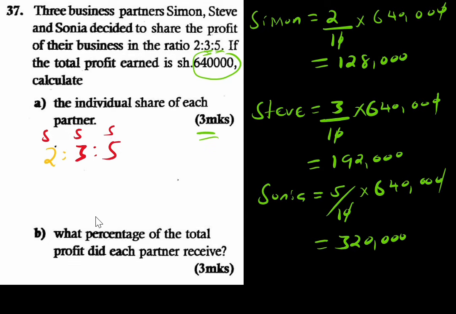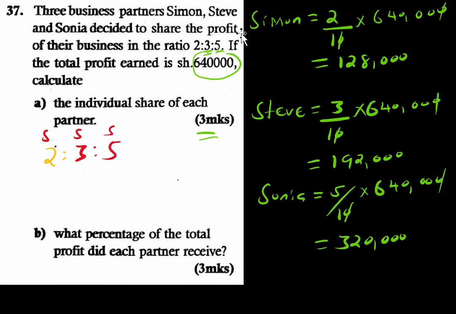Part B, what percentage of the total profit did each partner receive? So I'm going to work it out here. We're going to start with Simon. The amount he received is 128,000 over the total, which is 640,000.